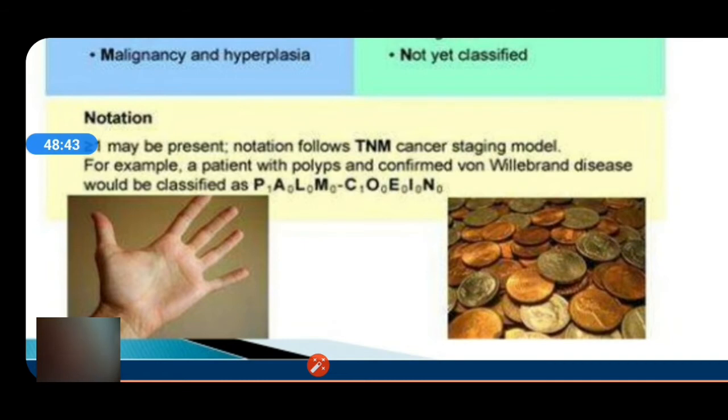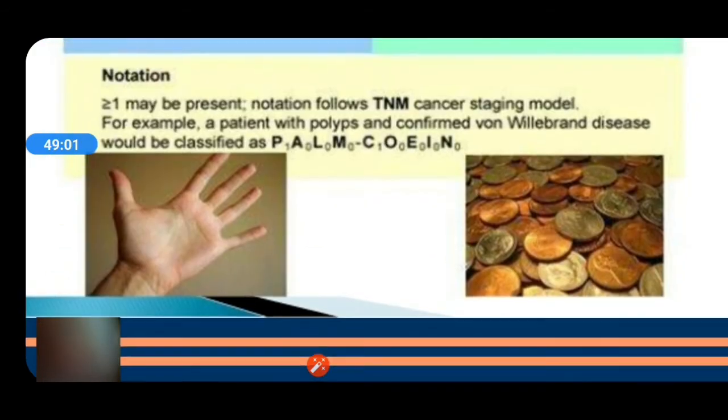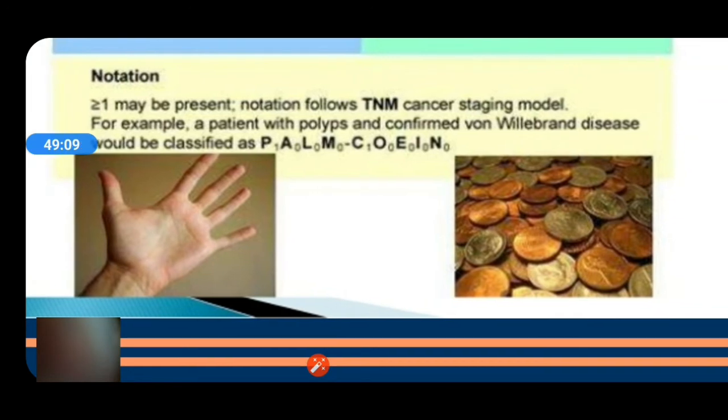Willebrand's disease could be classified as P1. P1 means polyps is there, and this disease comes under coagulopathy, a bleeding disorder, so C1, and all other things are 0. So PALM-COEIN. Just like how we classify TNM in cancer, in the same way we can classify PALM-COEIN. So if more than one cause is present, then you can write a PALM-COEIN formula and denote the cause of AUB.